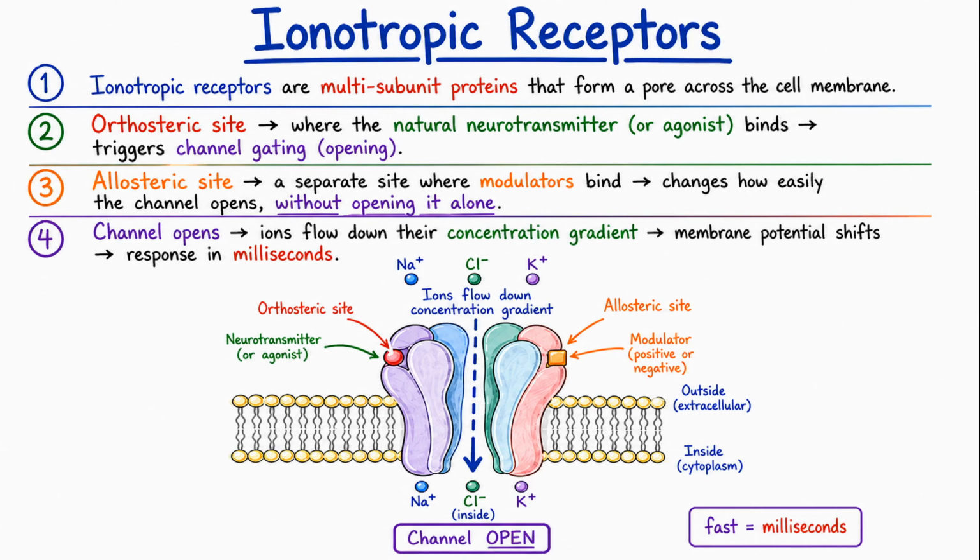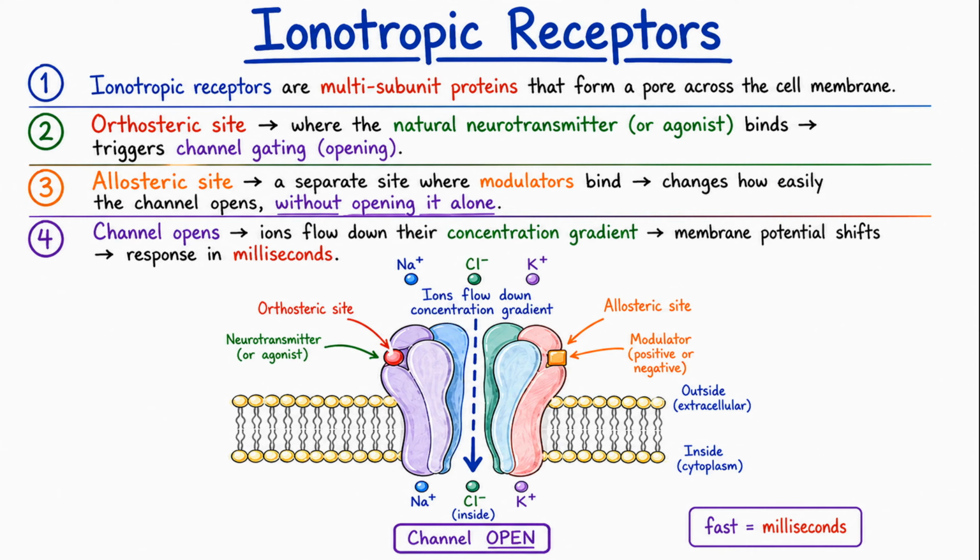That's called gating. Then there's the allosteric site, and this is a completely separate location on the receptor. Drugs that bind here don't open the pore by themselves. What they do instead is change how easily the pore opens when the natural neurotransmitter binds the orthosteric site. This is exactly the distinction we just covered. Benzodiazepines bind the allosteric site on GABA-A, and they only work when GABA is also present, binding the orthosteric site at the same time. Bind both, and the channel opens much more easily than with GABA alone.